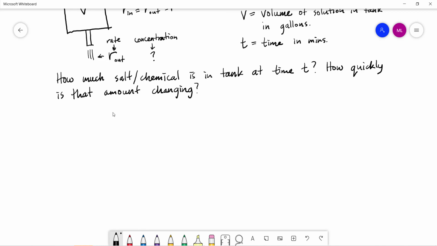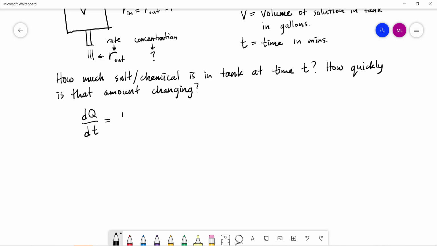So ultimately, we want to answer the question of how much salt, in this case, is in the tank at a given time t. But to do that, we are going to actually answer the second question first. How quickly is the amount of salt changing? So we're going to talk about the rate of change, same as we did with the other ones. Let's start with the derivative. Start with dQ/dt. So this is the rate of change of salt in the container over time.